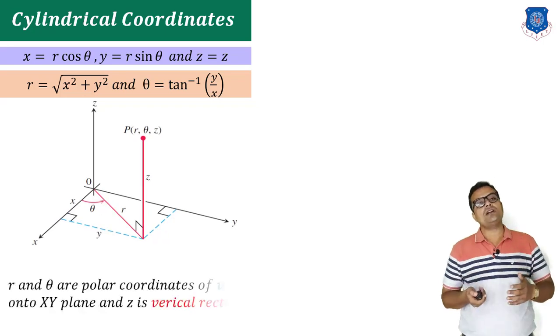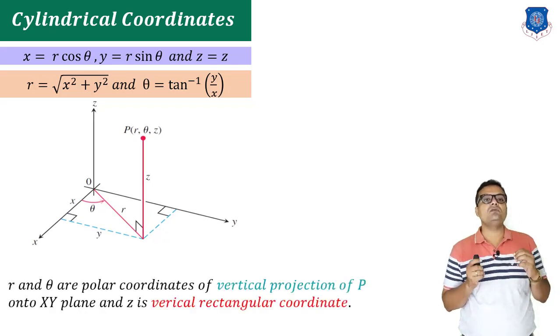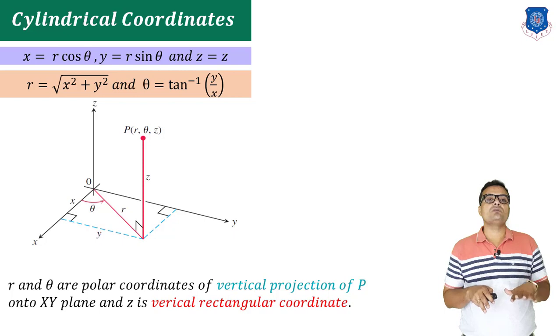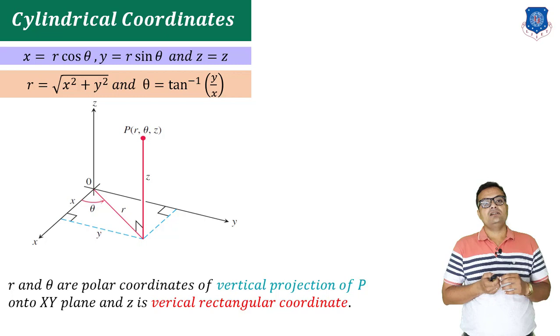So the meaning for these three parameters is as follows: r and theta, as I told you, are nothing but the polar coordinates of the vertical projection of point P, which is on the xy plane. Also z is nothing but the vertical rectangular coordinate which will give the height to the circle.